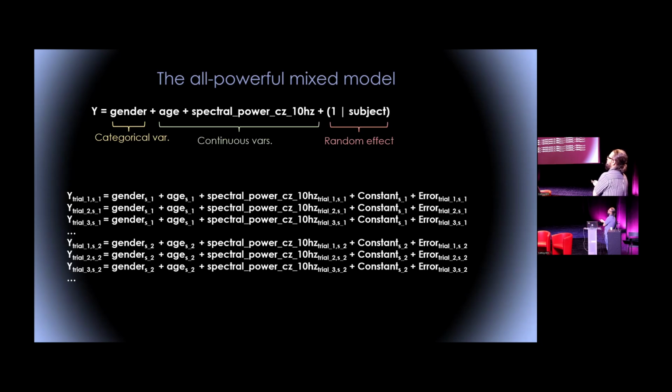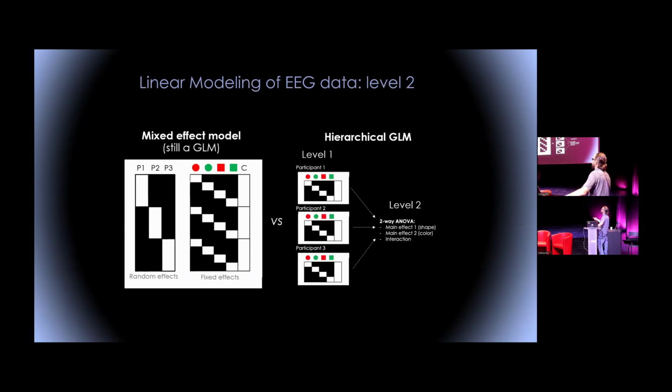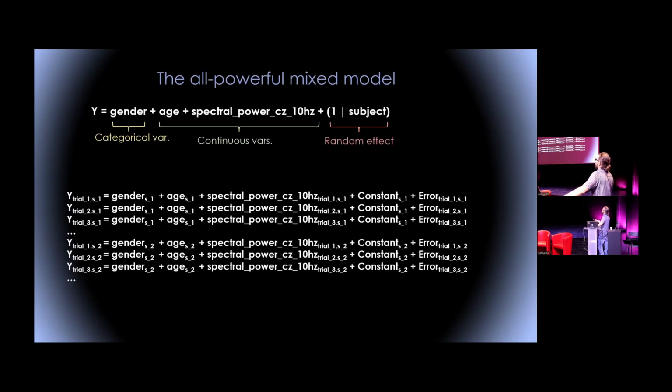And then you have categorical variables like gender, continuous variables like the age of the participants. And here I put an example, the spectral power of electrode CZ at 10 hertz. It's just an example. And then you have your random effect. So this is how you indicate the effect of the subject. So this is basically how you define this matrix in the statistical model. And you just enter this equation.